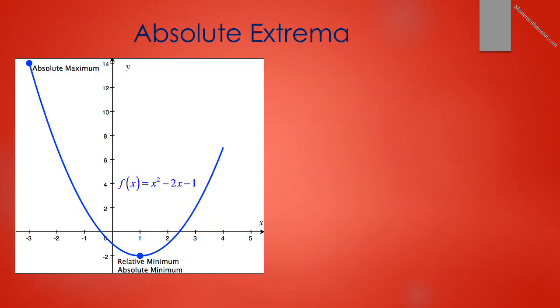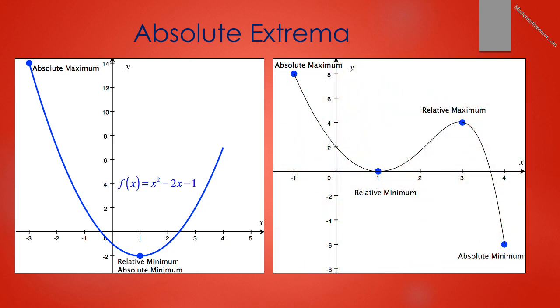So this video concerns itself with finding an absolute maximum and absolute minimum on a closed interval [a, b]. Absolute extrema, sometimes called global extrema, can also be relative extrema, sometimes called local extrema, and vice versa. For instance, on this graph, f of x equals x squared minus 2x minus 1 on the closed interval [-3, 4], the point (1, -2) is the absolute minimum as well as a relative minimum. The point (-3, 14) is the absolute maximum, but not a relative maximum.